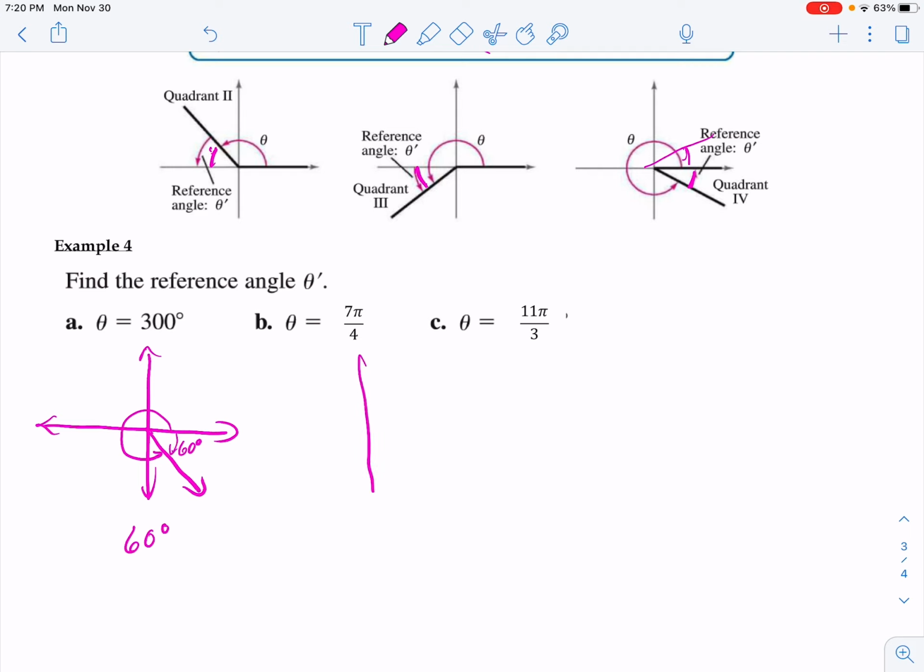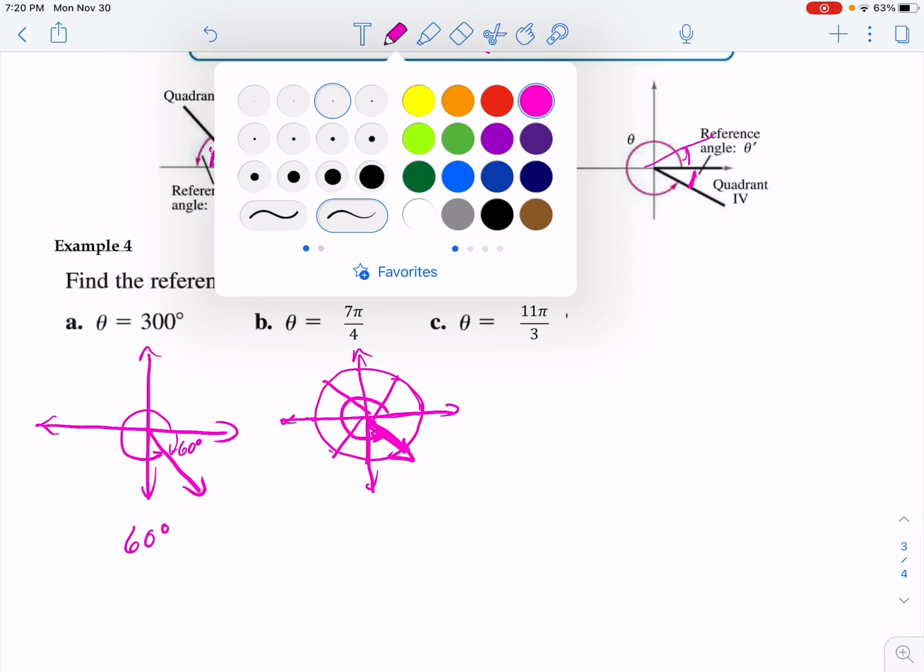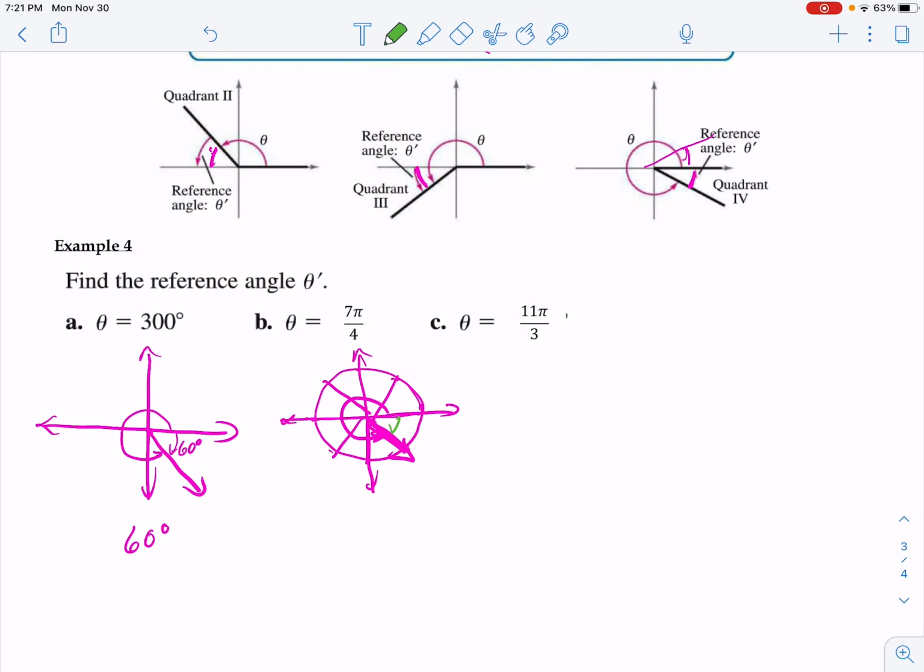Okay? 7 pi over 4. Remember, all the way around the circle is 2 pi. If you go in fourths, there's 1/4, 2/4, 3/4, 4/4, 5, 6, 7, 8. Okay, so 7/4 is 1, 2, 3, 4, 5, 6, 7. It's right here. My reference angle is right here. It is pi over 4. Okay?